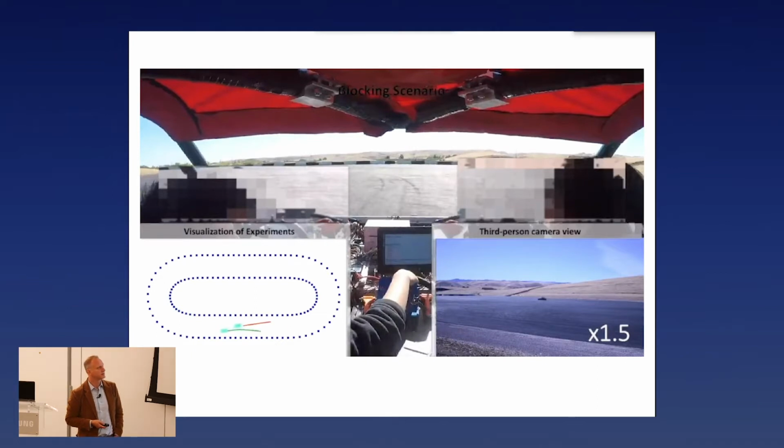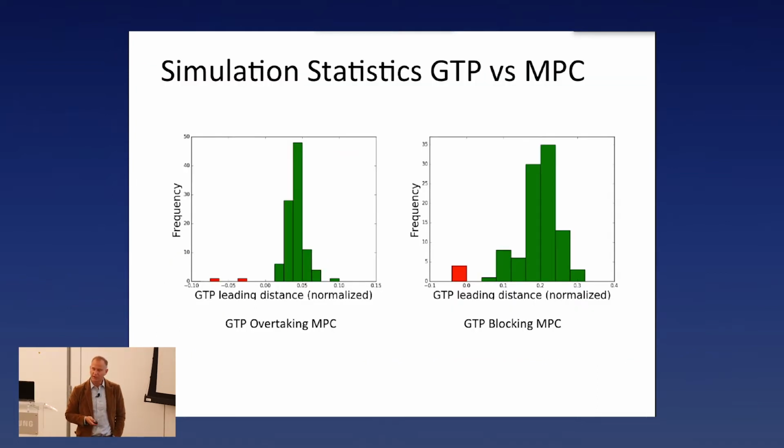In any case, we find that whether we're blocking, that is whether we're starting ahead with a lower top speed, or we're passing, that is we're starting behind with a higher top speed, in either case we dominate the competitor. So the green bars means that the game-theoretic planner won. You can see there's something stochastic going on here. We don't always win, but we very likely are going to win.